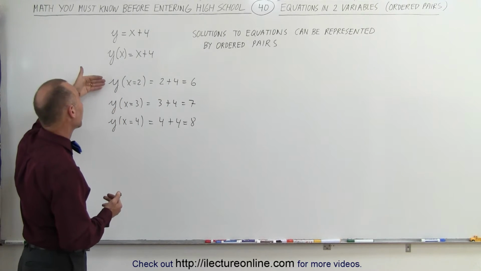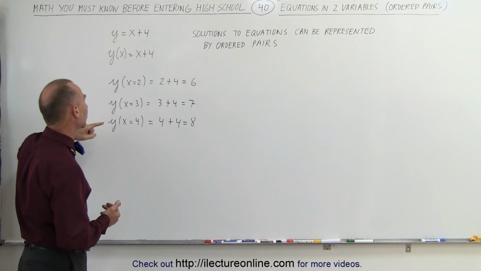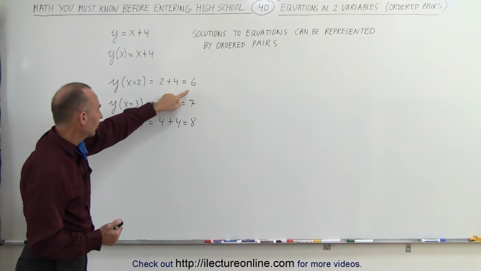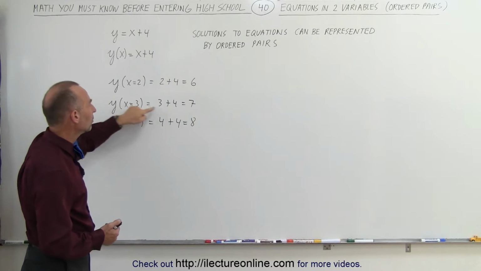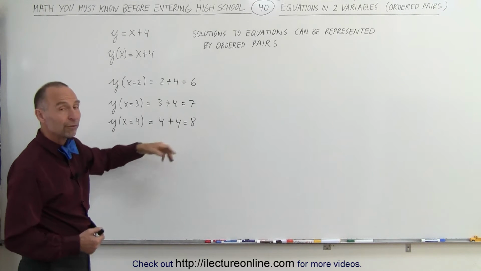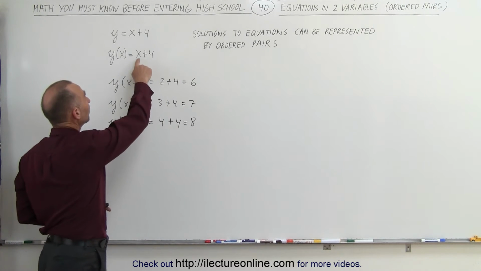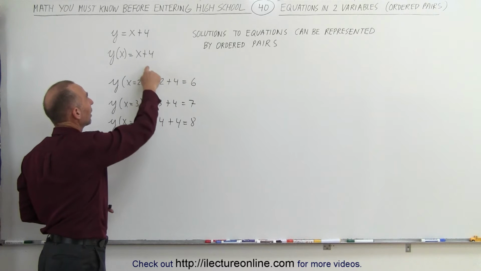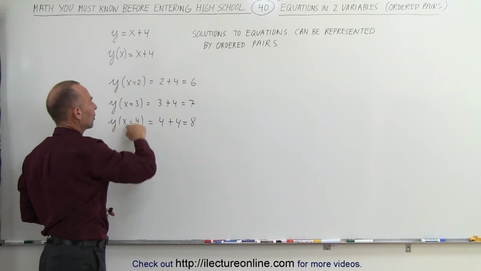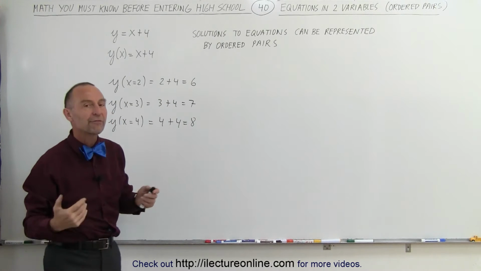Well, here we are evaluating the equation for three different values for x. Y when x equals 2 is equal to 6, y when x equals 3 is equal to 7, and y when x equals 4 is equal to 8. We find those values by simply replacing x by those values. Instead of x, we write 2, instead of x, we write 3, instead of x, we write 4. And that's how we evaluate it.